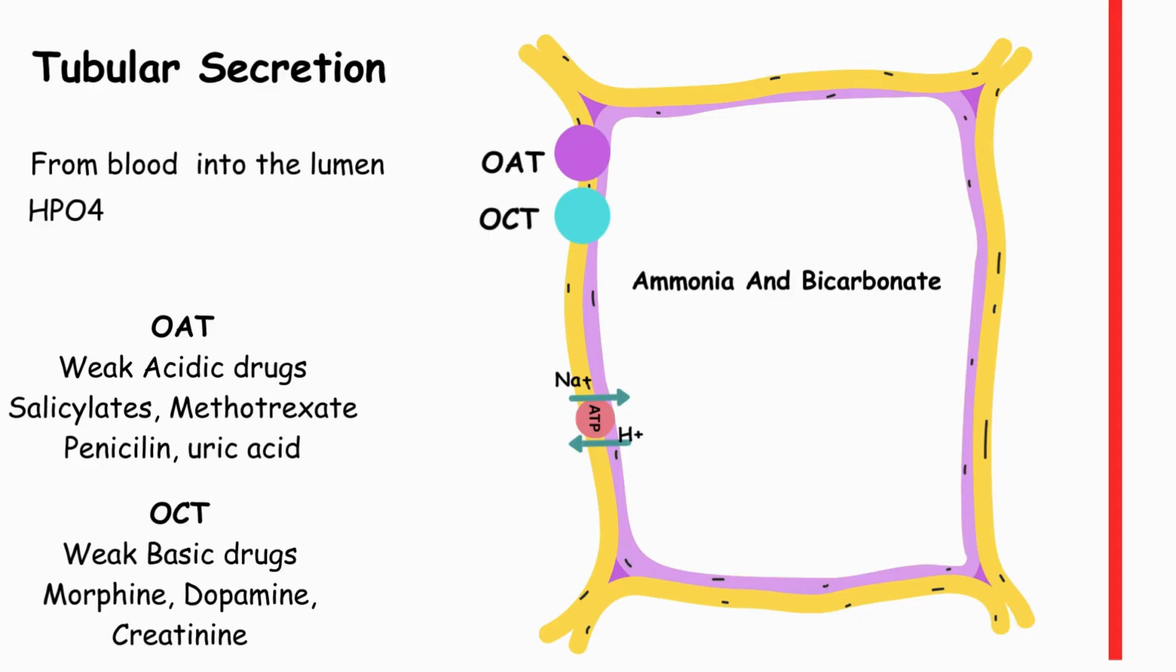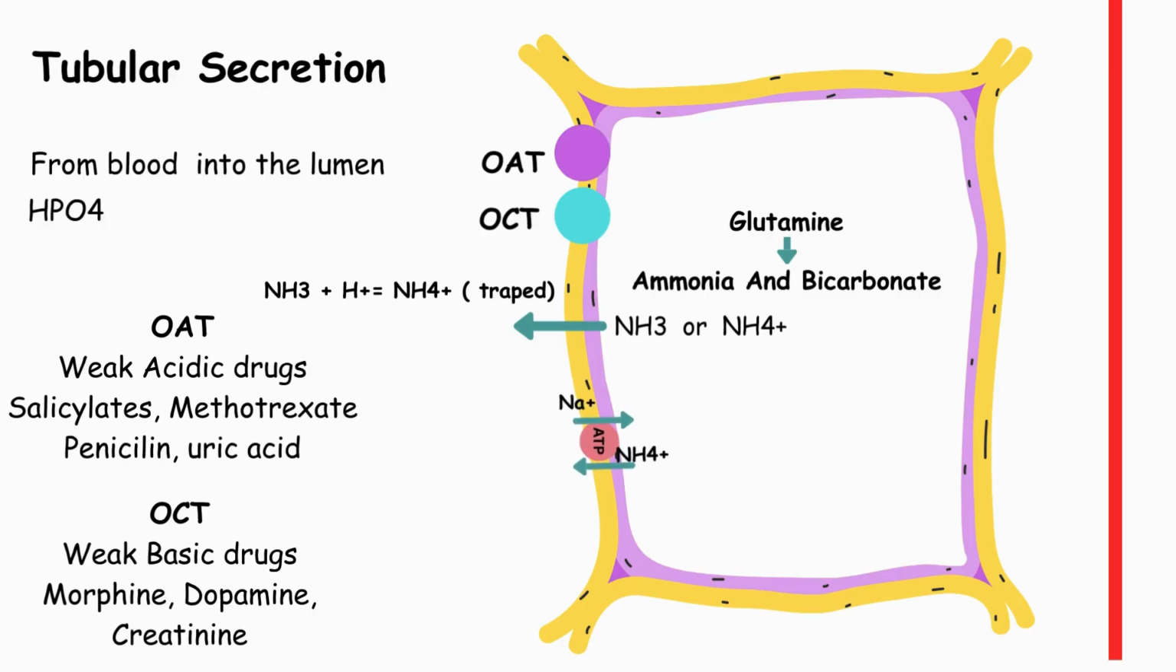Ammonia and bicarbonate are produced from glutamine. Ammonia can exist in two forms, as ammonia, which is neutral, or ammonium, which is positively charged. Ammonia freely diffuses from the PCT cell to the tubular lumen. Here ammonia binds with a hydrogen ion to form ammonium, which gets trapped in the lumen. Ammonium also substitutes for the hydrogen ion in the sodium-hydrogen antiport, enters the tubular lumen, and gets excreted in urine. Bicarbonate goes to the blood in exchange for chloride ions.